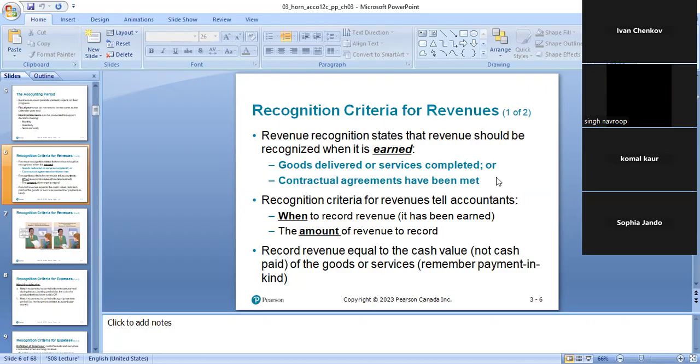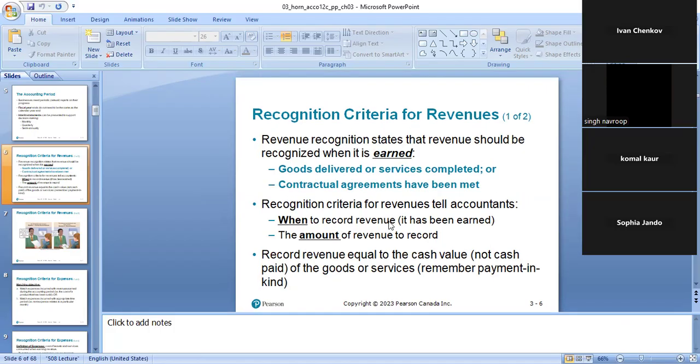So when is the recognition criteria for the revenue going to be met? When to record the revenue and how much revenue to record. This is what we have to do now. Now, at the end of the semester, that would be if we don't do accounting on a monthly basis. But if we do accounting on a monthly basis, imagine at the end of May, we have to prepare a monthly statement.